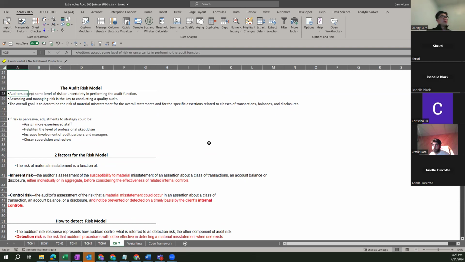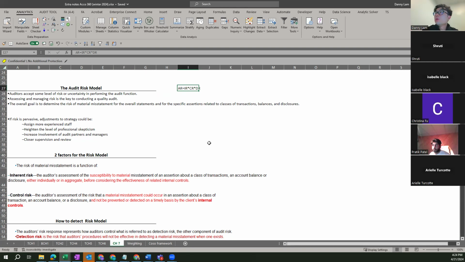Okay, so the audit risk model: AR equals IR times CR times DR. Auditors accept some level of risk. That's the AR, the audit risk. You don't really talk about it for this class. You'll see more about that during your 465 class. Assume that number doesn't change, but if you want to understand it, it's how much the auditor can make a mistake on.